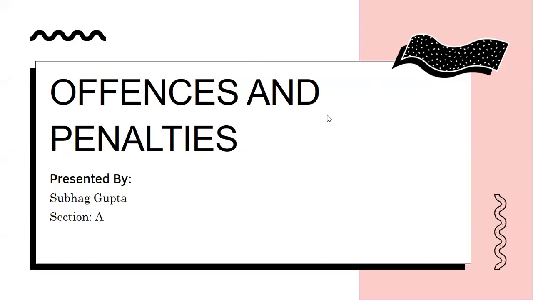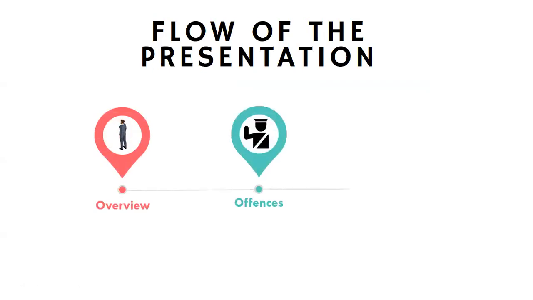So first of all, let us understand what will be the flow of the presentation. The flow of the presentation is as follows. First, I'll give you the overview of why offenses and penalties are needed, then what we mean by offenses, and what we mean by penalties, and the provisions under the CGST Act which relate to both offenses and penalties. So let's get started.